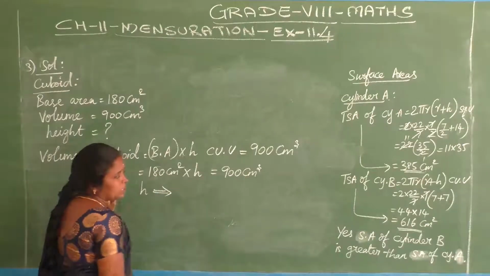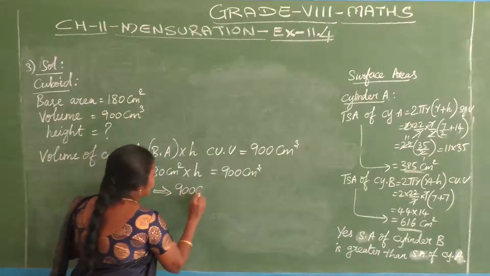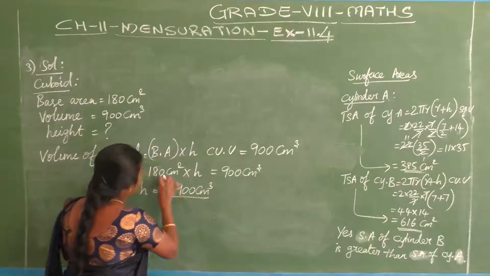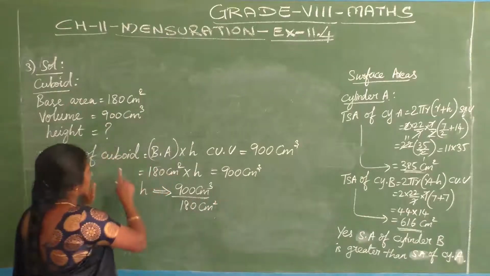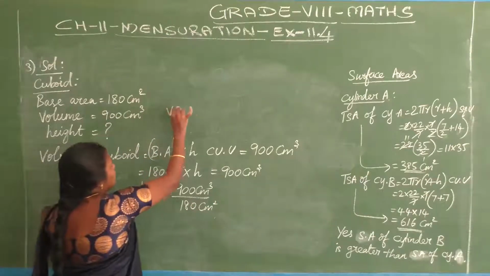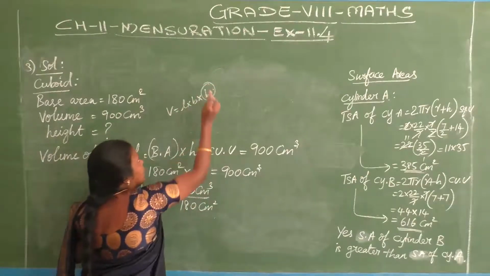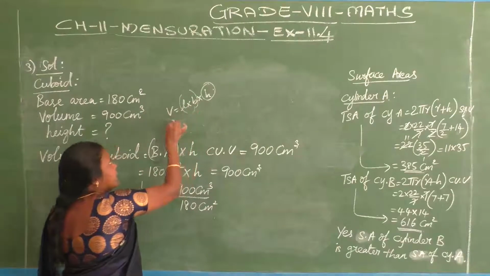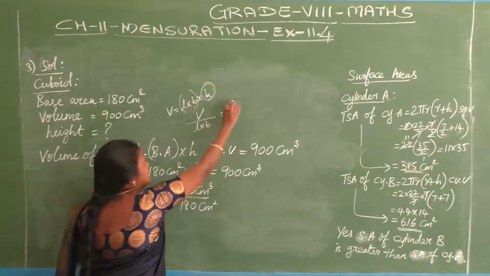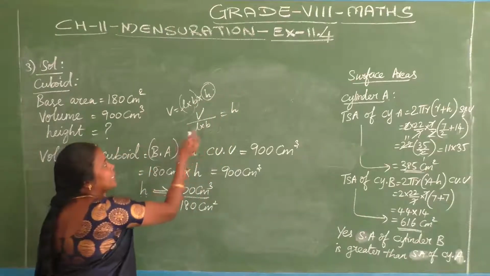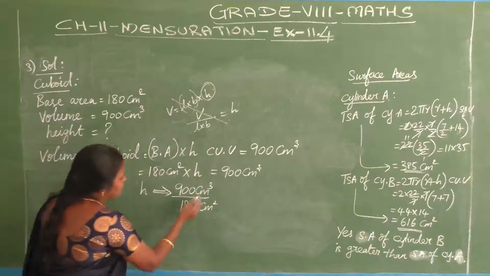Multiply number, if you shift it in the opposite direction, you know well, it goes to division. So 900 centimeter cube by 180 centimeter square. Clear? So for height, see, volume equals L into B into H. Here, since we want height, this L into B is to be taken to the opposite side. That means volume by L into B is equal to height. L into B is nothing but base area. That's all, children. Clear? So simplify now.